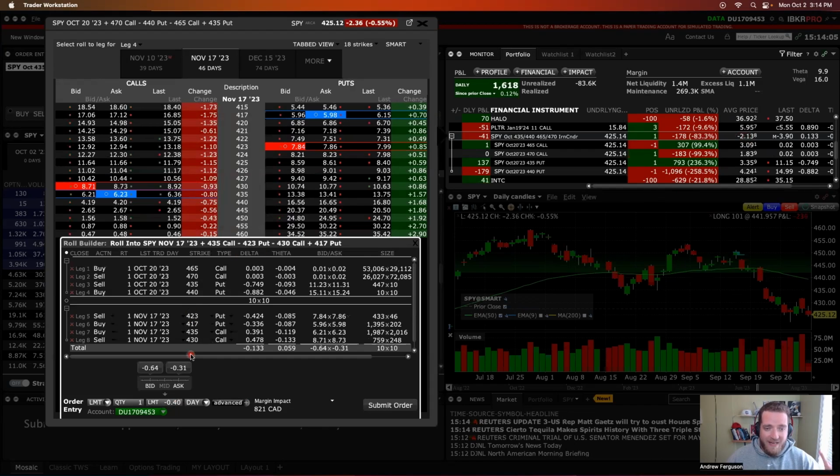So my potential profit is less, and I'm also a little bit closer to the money at 423 here and 430, compared to what my original parameters were at 440 and 465. But we have some more time for this to potentially work, and hopefully it ends up in between that 425 and 430 area.